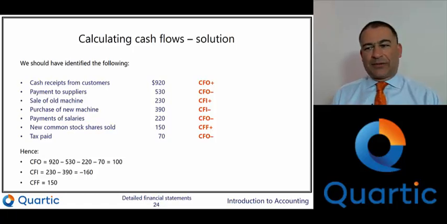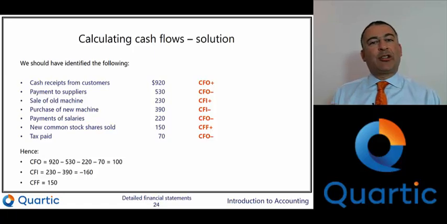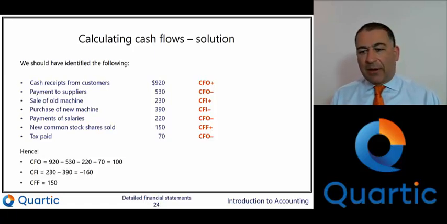Let's go through those. Hopefully you've got the same numbers as you can see on the screen now. Cash receipts from customers. This is operating cash flow and it's a positive cash flow. So CFO plus. Payment to suppliers is a negative cash outflow, but it's also operating. Sale of old machine, that's a positive, that's a cash inflow from investments. Purchase of new machine is cash outflow, so negative CFI.